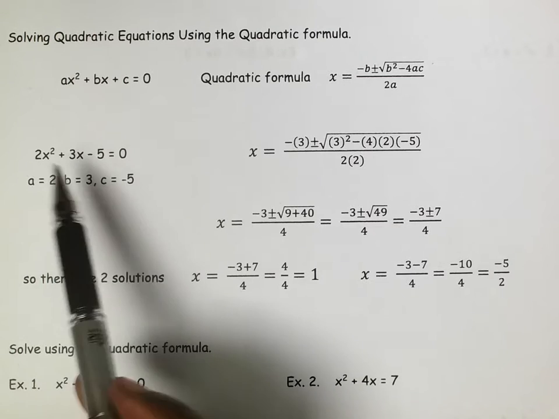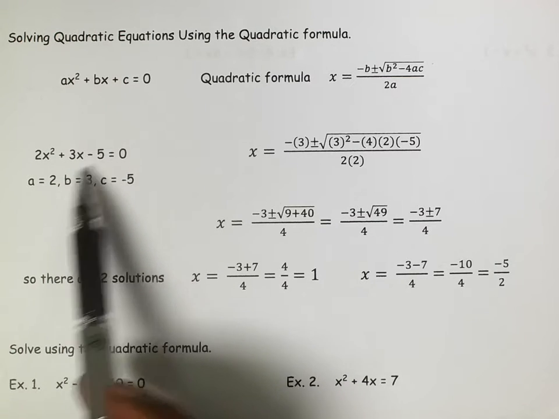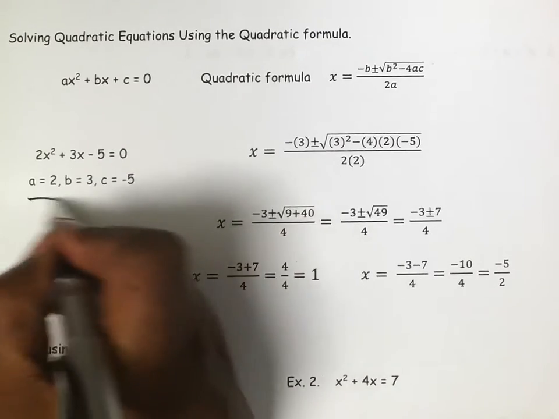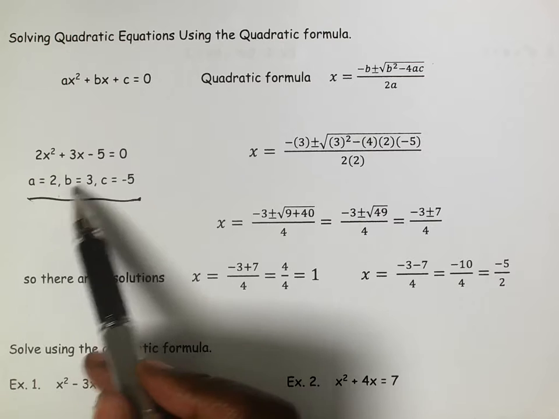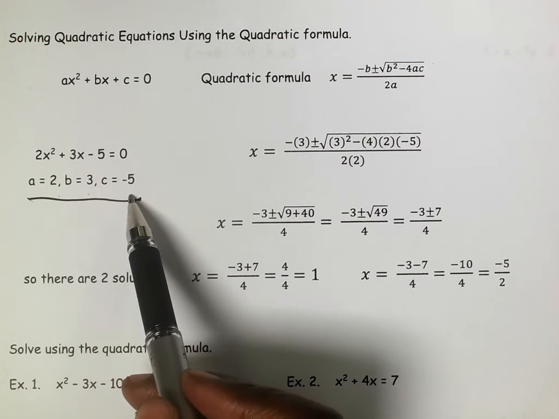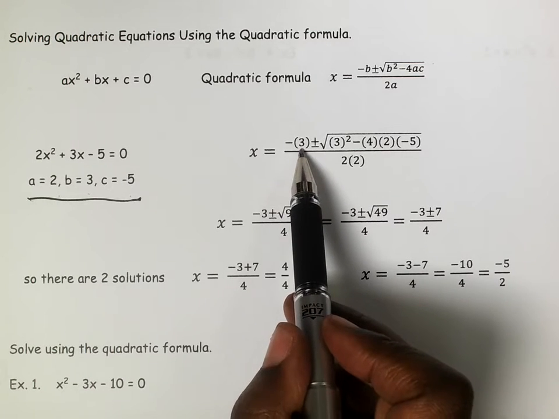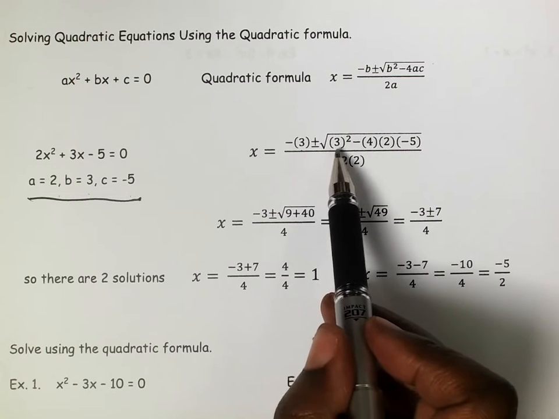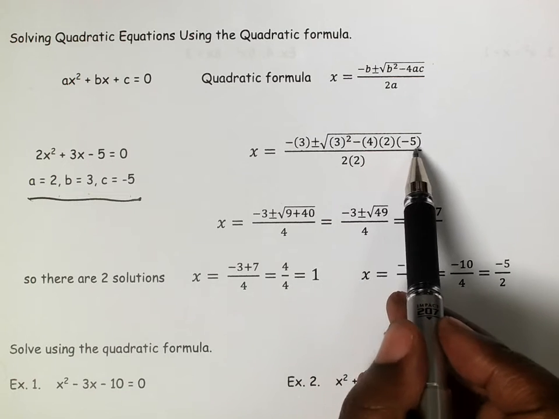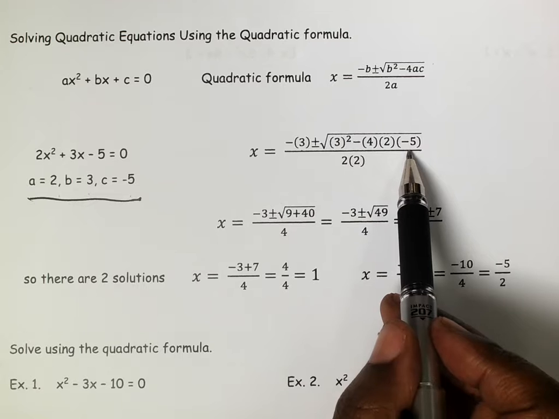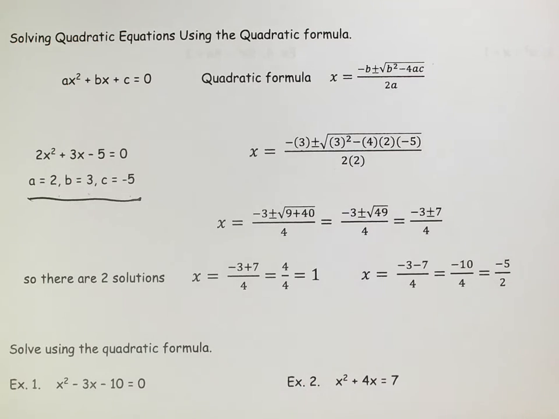So here's an example. We have 2x squared plus 3x minus 5. The first thing you want to do is identify your a, b, and c so you know where to plug stuff in when you're going back to the quadratic formula. A is 2, b is 3, c is -5. So we get the opposite of the b term, plus or minus the b term squared, so 3 squared, minus 4, that 4 is always there, times the a term, which was 2, times the c term, which is -5, all over 2 times the a term.